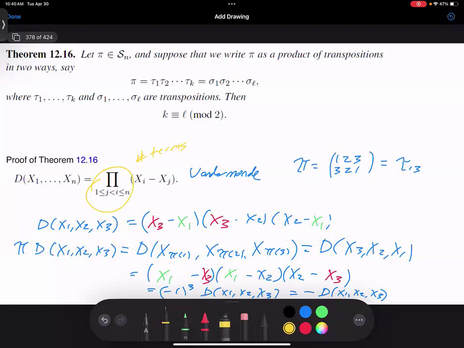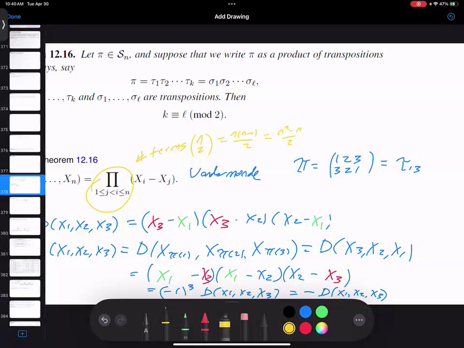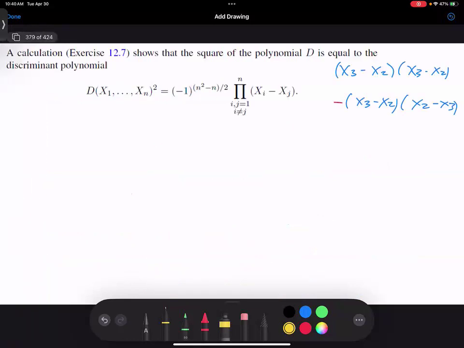Okay, and in general, how many terms do we have? We look at all the distinct pairs i and j between 1 and n. So how many distinct pairs do we have? It's n choose 2. So the number of terms is n choose 2, which is n(n minus 1)/2, or (n squared minus n)/2. And so when you look at what's going on over here, this is just the number of terms in D. Each gives a factor of minus 1. And that's where this comes from.